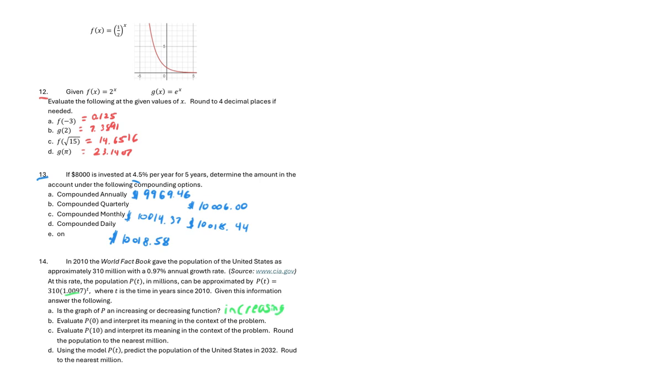Evaluate P of 0 and interpret its meaning in the context of this problem. So if we plug in P of 0, that'll be 1.0097 raised to the 0, which will equal 310 million people. So in the context of this problem, that's 310 million people living in the United States in 2010.